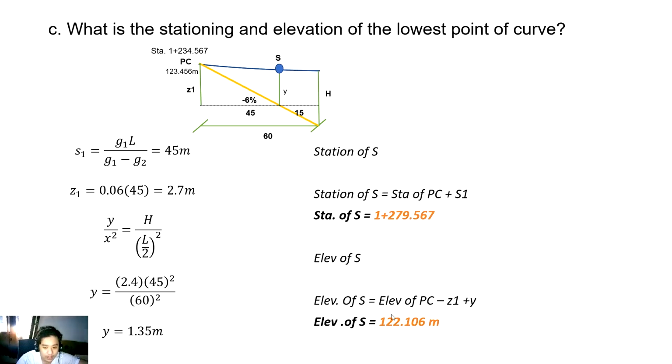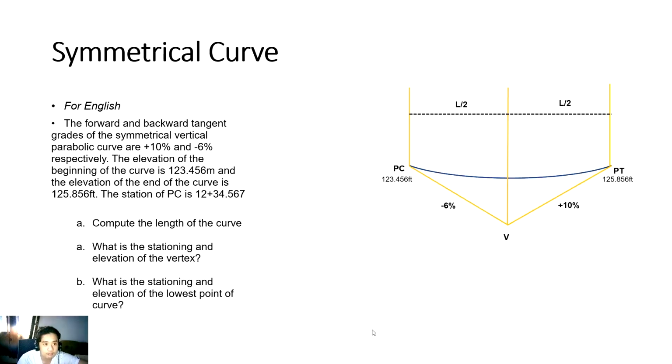So, nakuha naman na natin ang Z1 at Y. So, elevation of PC, which is 123.456, minus natin sa 2.7, which is yung Z1, plus 1.35, which is yung Y, and we'll get elevation of S, 122.106 meters. Okay?